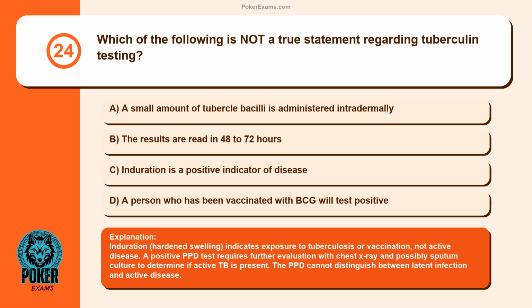Induration, hardened swelling, indicates exposure to tuberculosis or vaccination, not active disease. A positive PPD test requires further evaluation with chest X-ray and possibly sputum culture to determine if active TB is present. The PPD cannot distinguish between latent infection and active disease.